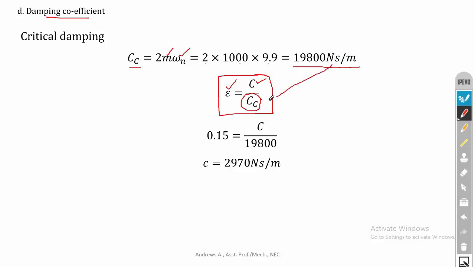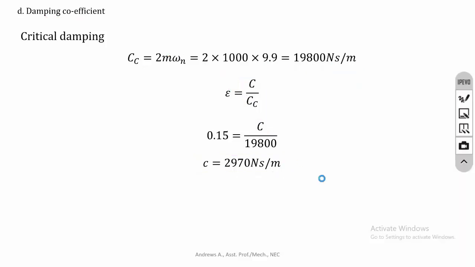Now you can substitute this here, and we have already calculated the value of the damping factor. You can substitute it, so c is the only unknown value. If you solve this equation, finally you will get c is equal to 2,970 Newton second per meter. Okay, so this is how you have to solve this kind of problems.